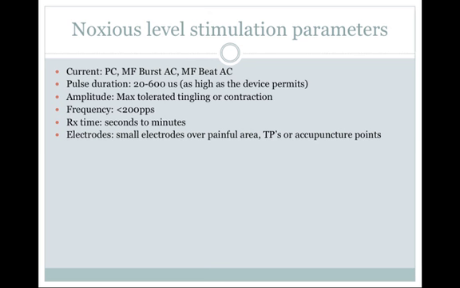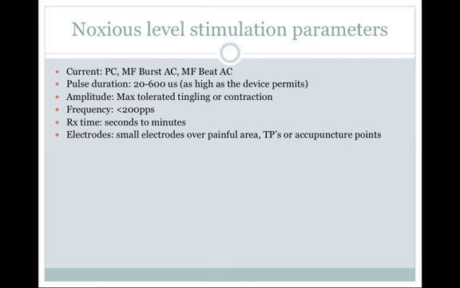All right, so again, any type of current can be used for this. A lot of the machines are set up in particular to use a particular type, but anything where we can get that pulse duration up pretty high, and we're going to take it to an amplitude that we get that max tolerated tingling, almost like a bee sting sort of a feel. We're going to take the frequency up way high, upwards of 200 pulses per second, so a bit higher than what we're used to running as well. And then treatment time, again, like I said, seconds to minutes.